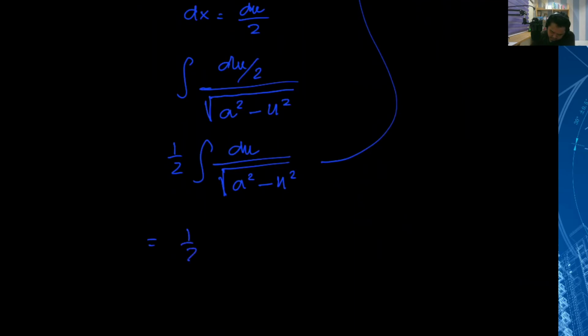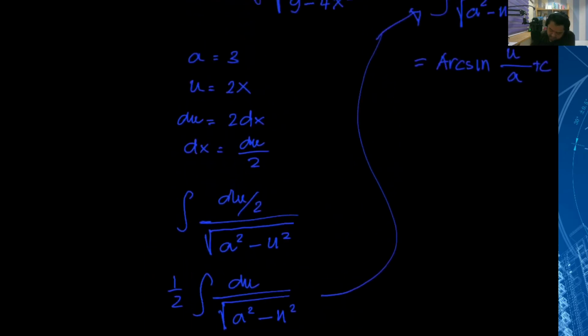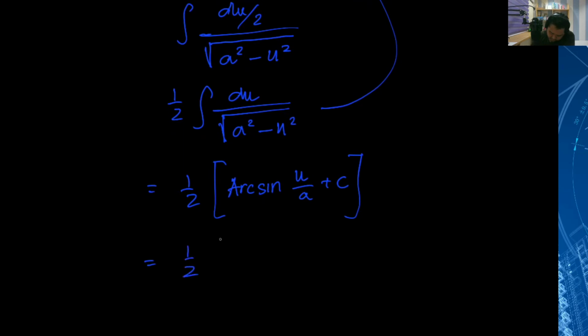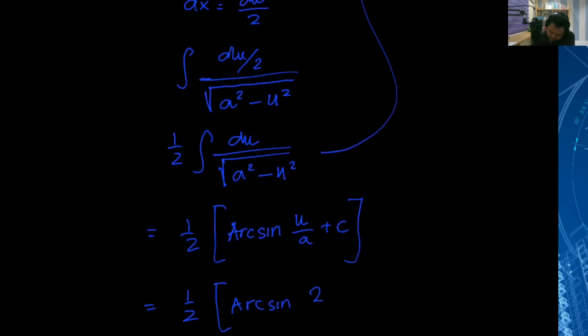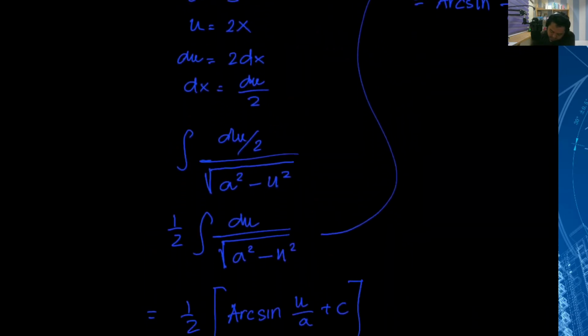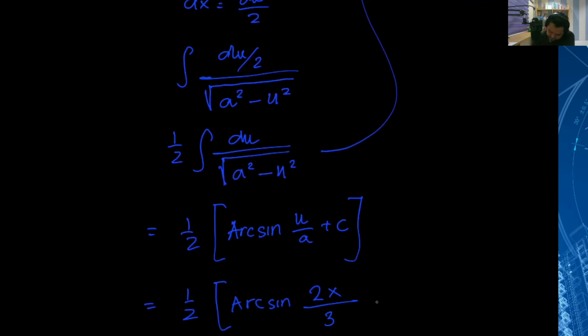So 1/2 the integral of du over the square root of a squared minus u squared equals arcsine of u over a, plus c. Substituting our original values, u is 2x over a, which is 3, plus c.